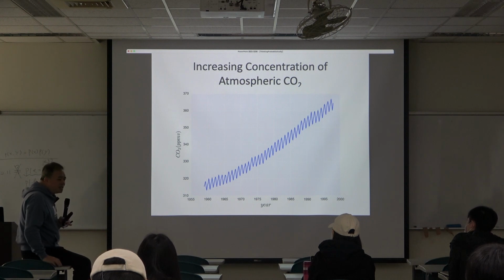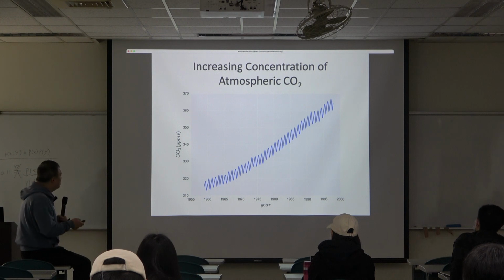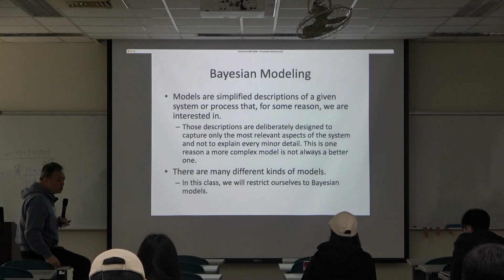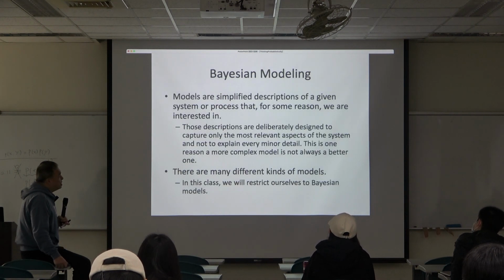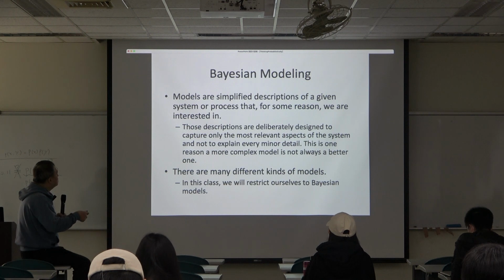So it depends on a lot of factors. It depends on how long the experiment is, and also on the sampling process. But anyway, in this class we assume the variables are IID variables.